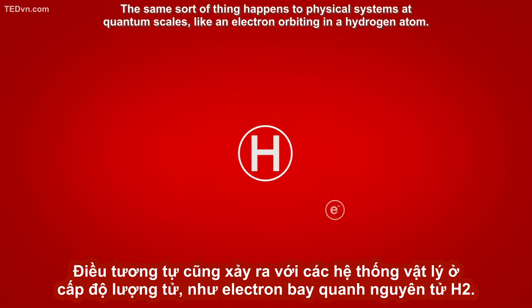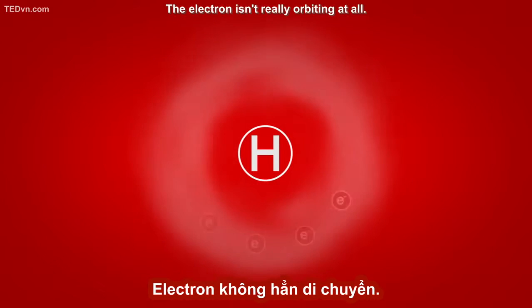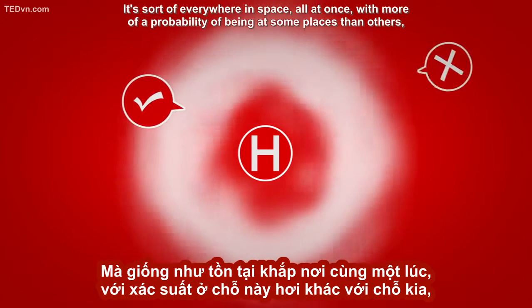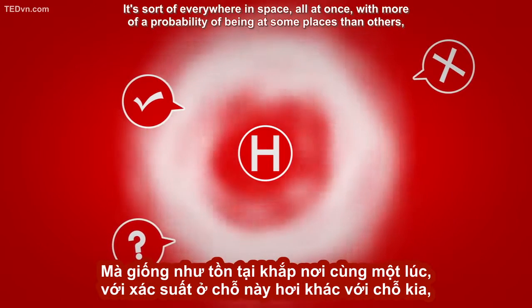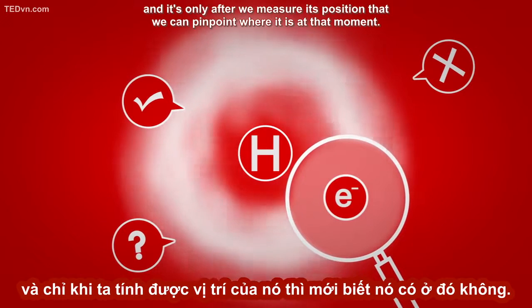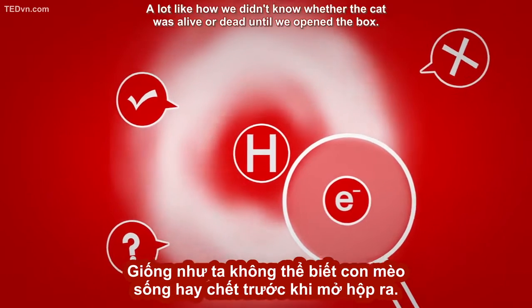The same sort of thing happens to physical systems at quantum scales, like an electron orbiting in a hydrogen atom. The electron isn't really orbiting at all. It's sort of everywhere in space all at once, with more of a probability of being at some places than others. And it's only after we measure its position that we can pinpoint where it is at that moment. A lot like how we didn't know whether the cat was alive or dead until we opened the box.